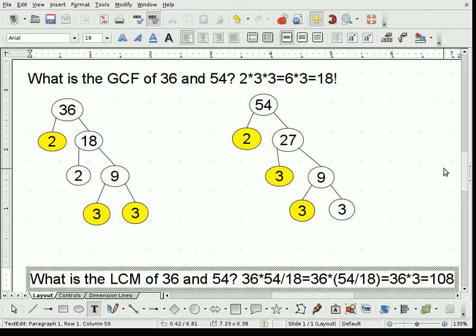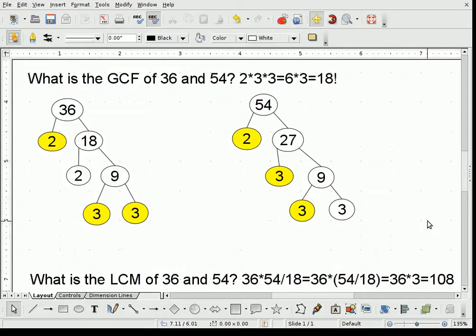This is a really quick method to find the LCM between two numbers, once we already know the GCF, or the greatest common factor, between those two numbers. And that's a pretty short video clip to show you how to find that.